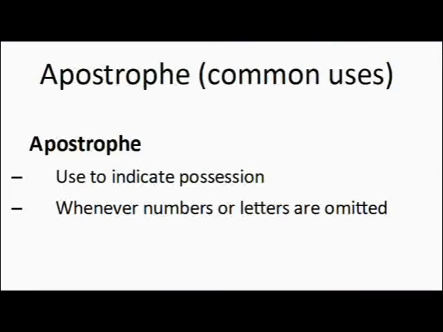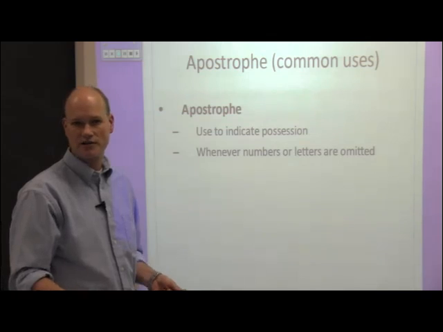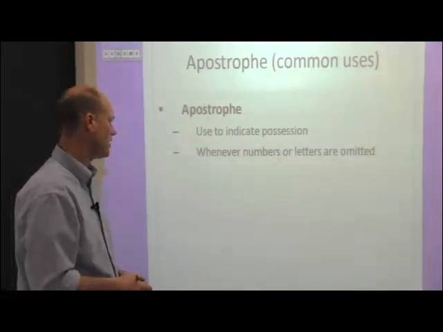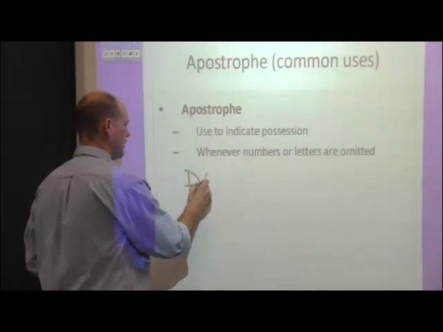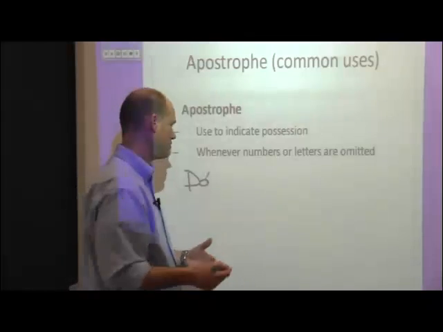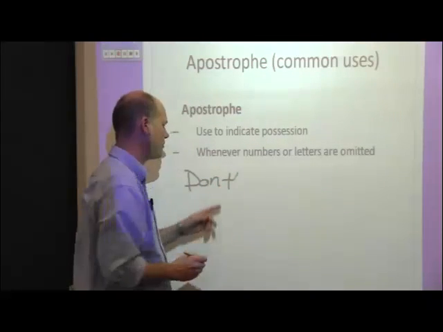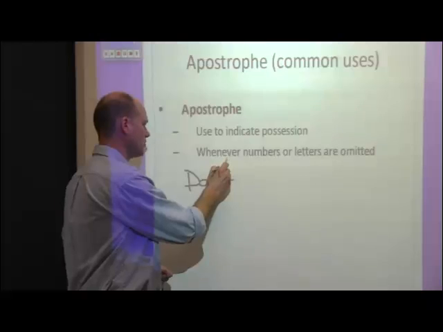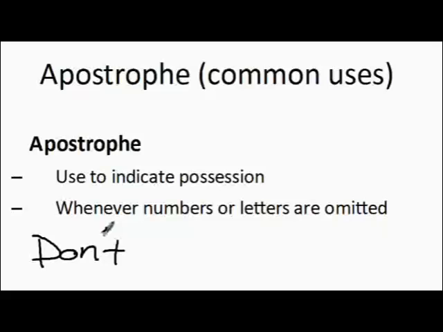The next punctuation we're going to take a look at are apostrophes. Two common uses of apostrophes. One is to indicate possession. Whose is it? It is Mary's, apostrophe S. Bill's, apostrophe S. Or whenever numbers or letters are omitted. Okay, so these are your contractions, ones that you're familiar with. For example, the word don't. All right, made up of two words, do not. We're missing the O in between, so you would have your apostrophe there.